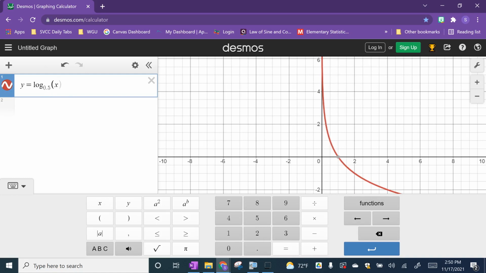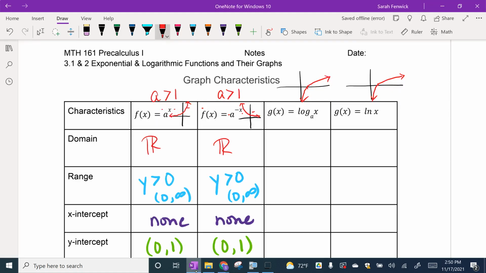So that reflects over the x-axis. So if my a is between 0 and 1 for log, instead of reflecting over the y-axis like my exponentials did, it reflects over the x-axis, which kind of follows with your thinking on inverses.